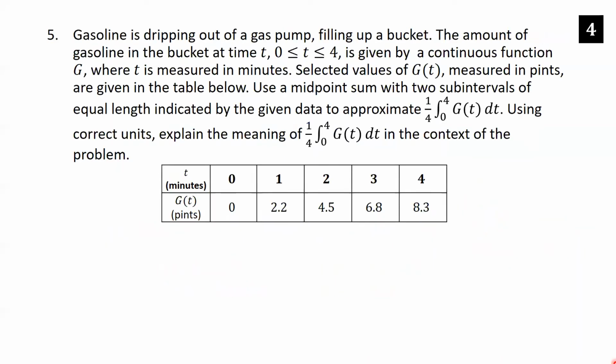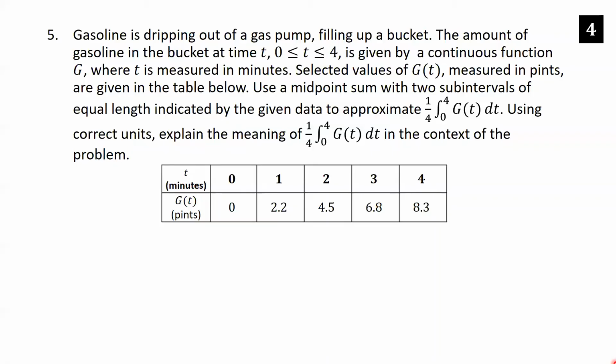Gasoline is dripping out of a gas pump, filling up a bucket. The amount of gasoline in the bucket at time t, for t between 0 and 4, is given by a continuous function g, where t is measured in minutes. Selected values of g of t measured in pints are given in the table below. Use a midpoint sum with two subintervals of equal length indicated by the given data to approximate 1/4 integral 0 to 4 g of t dt. Using correct units, explain the meaning of 1/4 integral 0 to 4 g of t dt in the context of the problem.